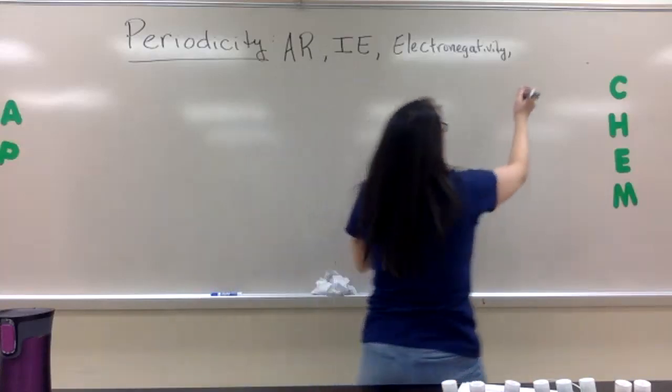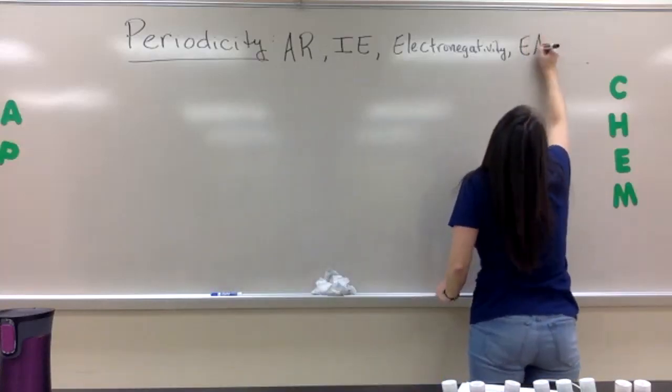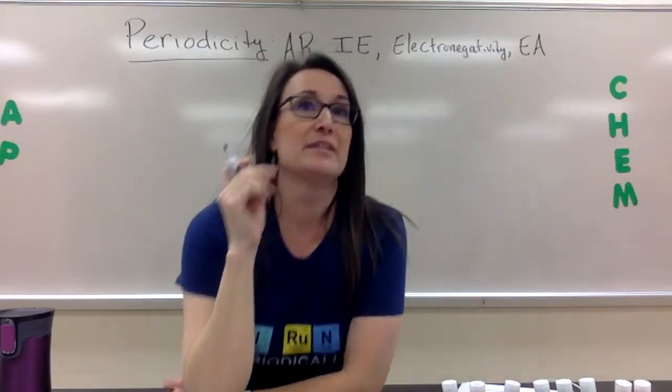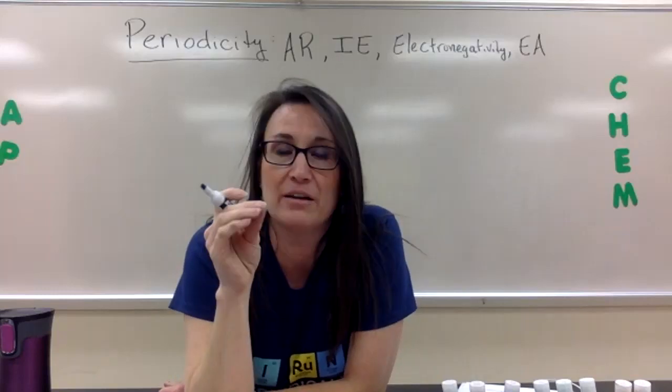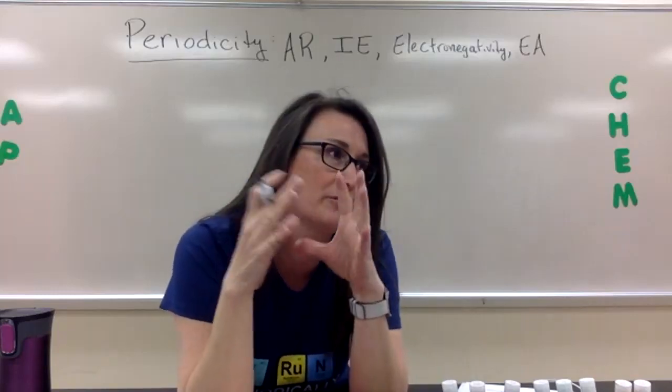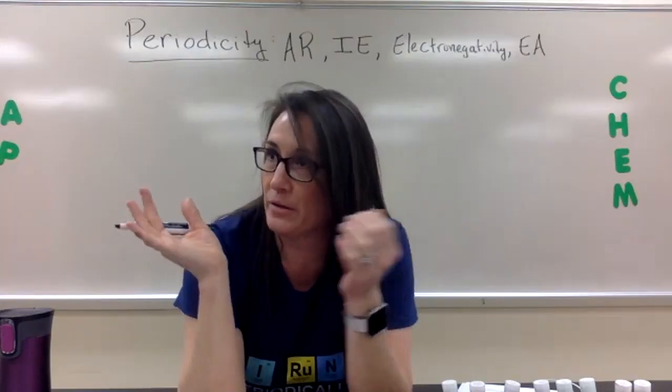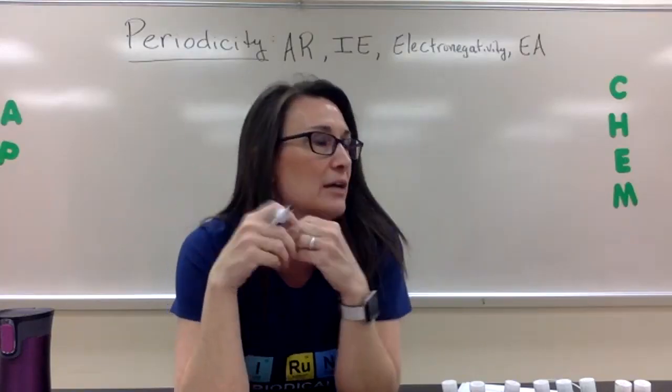Electron affinity. A lot of people skip this one. I think it's important. The only thing that's kind of weird about electron affinity is that it's a negative value. When it's a negative value, that just means look at the numerical amount. The negative just means it's exothermic. But the larger the number, the more exothermic it is.